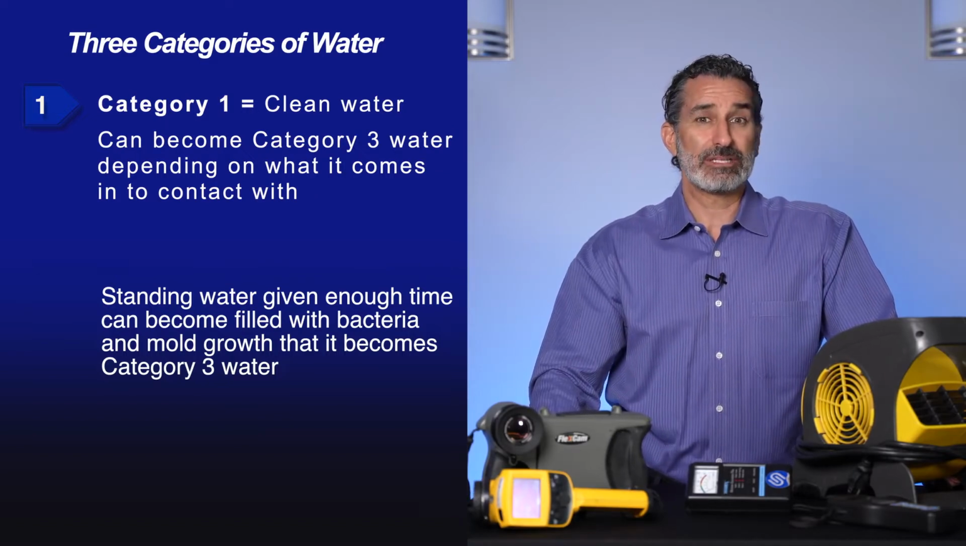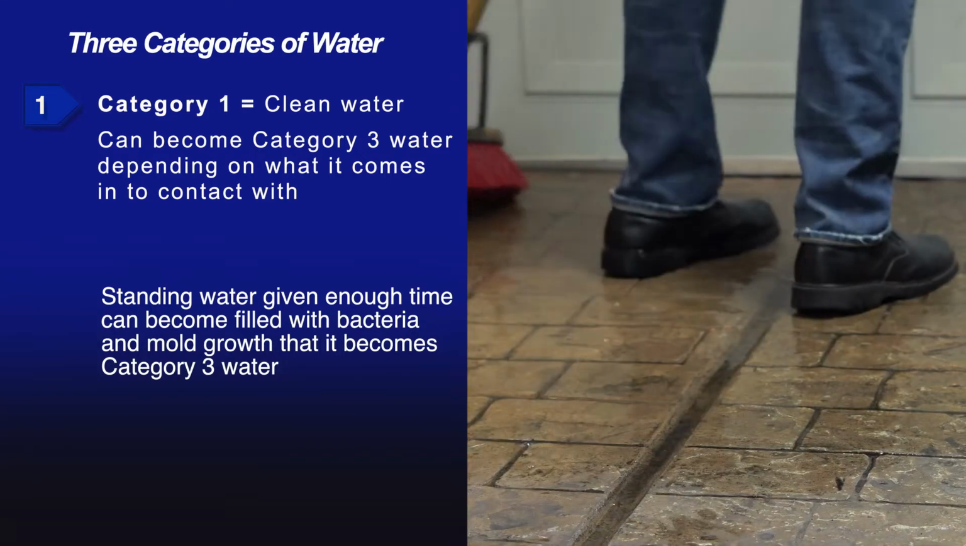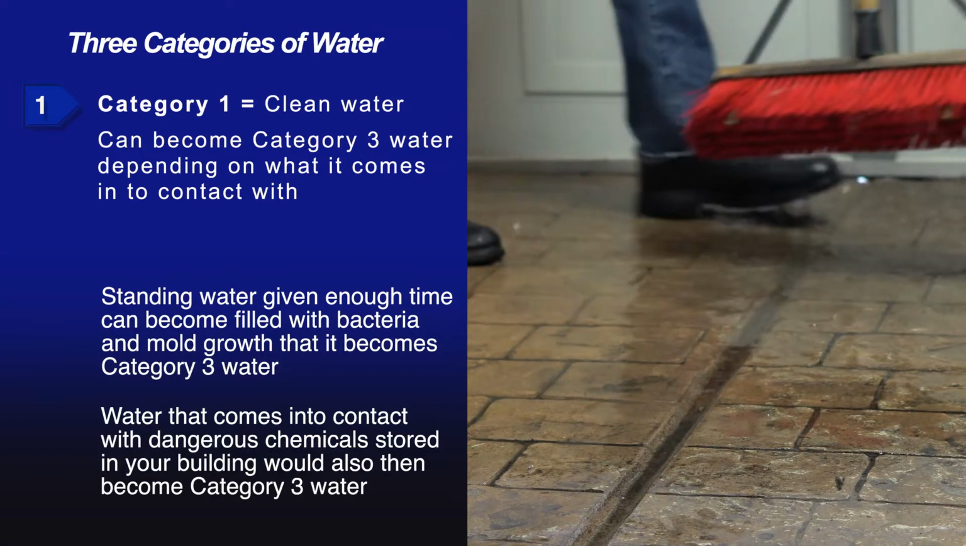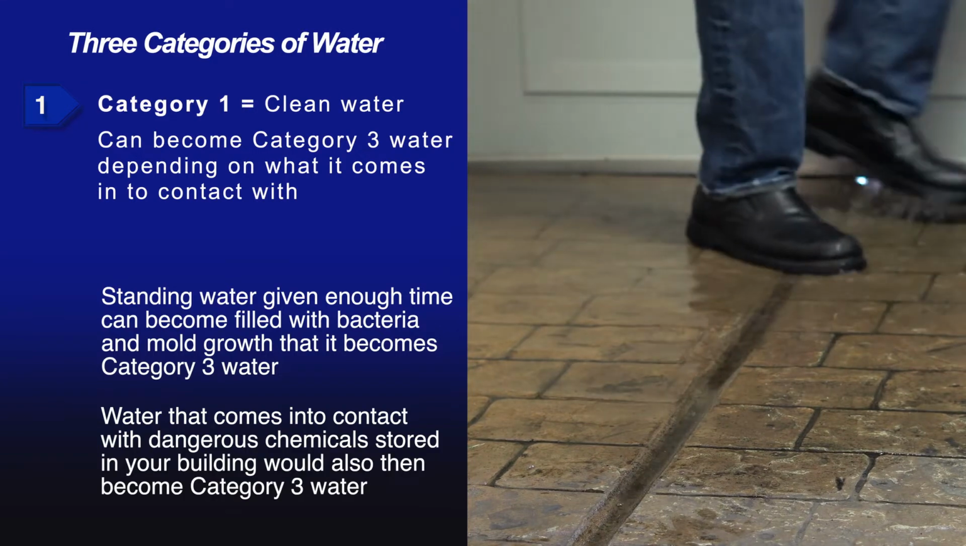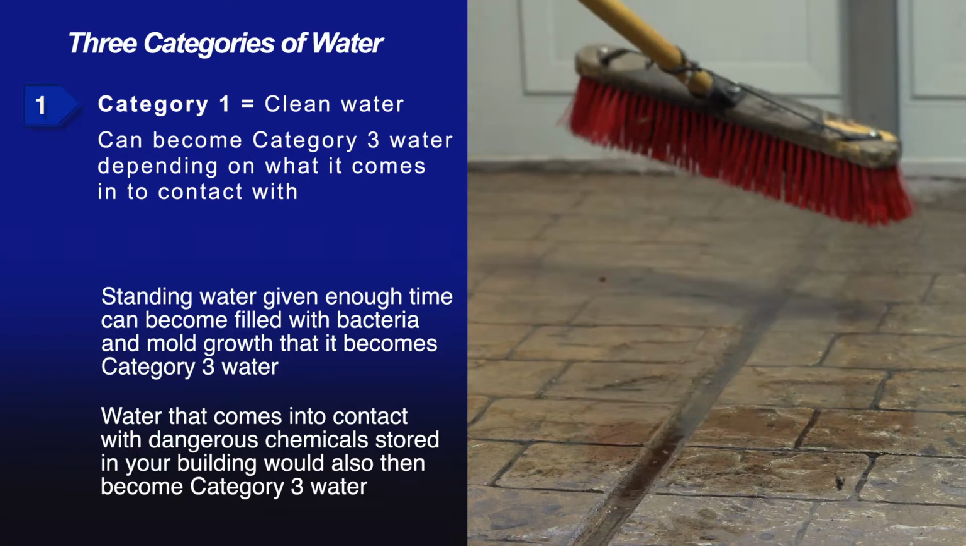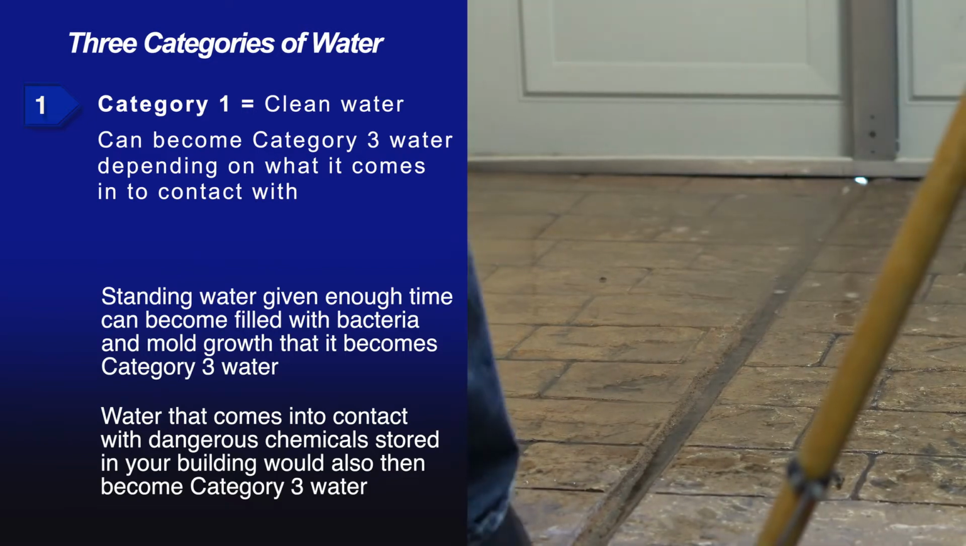Let's say you have a flood in a commercial building and you have chemicals stored in that building. Even if the water originates as Category 1 safe water, if it comes into contact with pesticides or oxidizers or other chemicals of concern, that water will degrade quickly or immediately to Category 3.